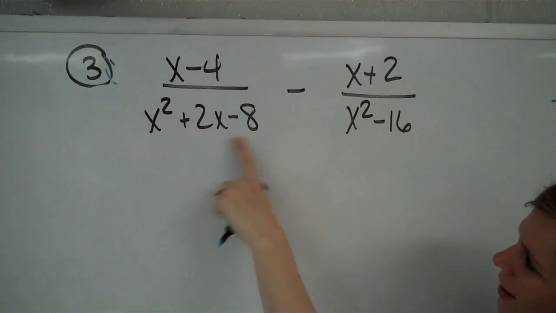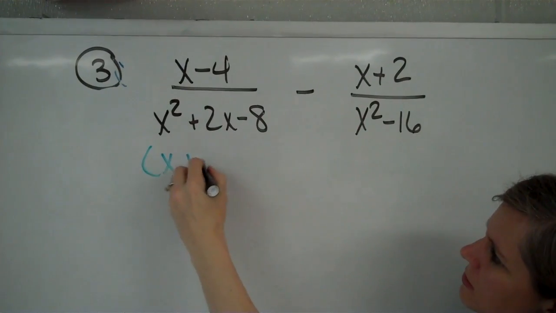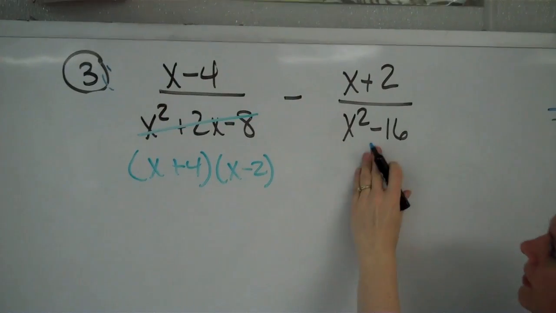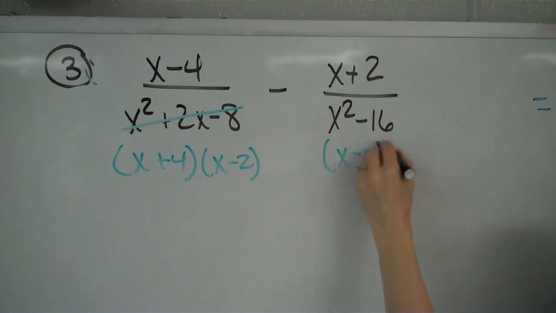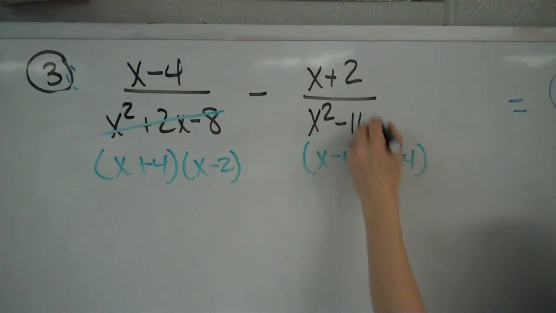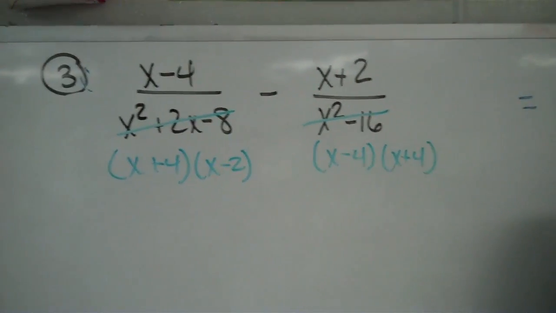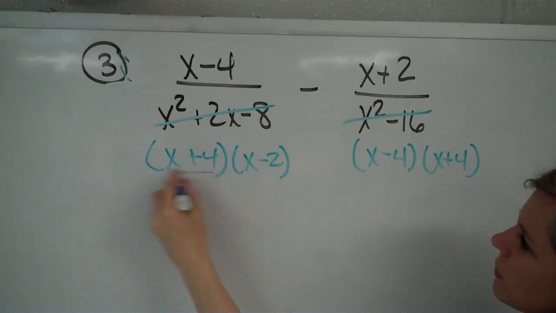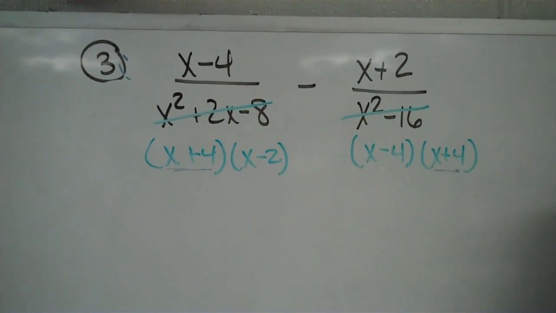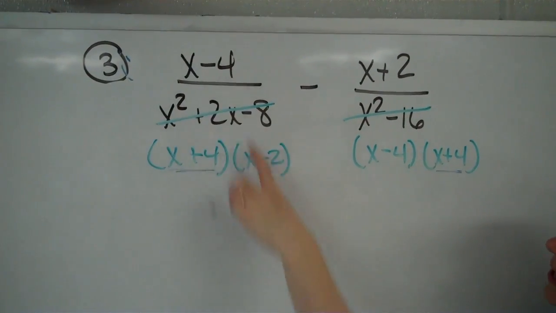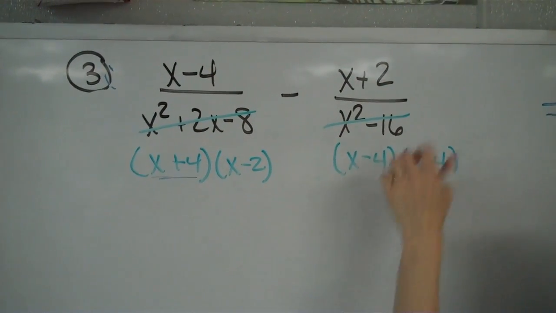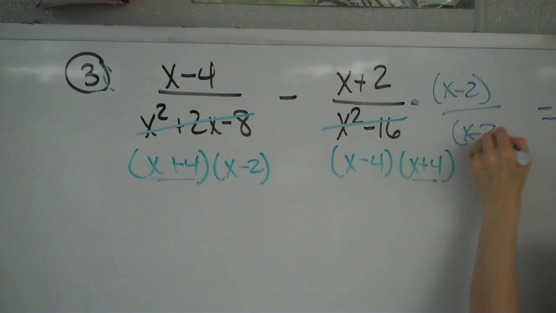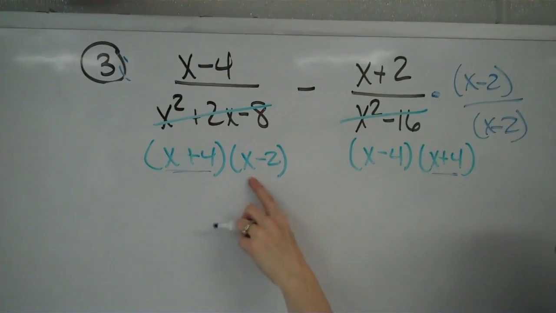So the first thing we've got to do is factor our denominators. This one is x plus 4 times x minus 2, so it's no longer this. This one is a difference of squares, x minus 4, x plus 4. Not this anymore. So now we're going to take a look at what we have in common already. If you look, we have an x plus 4 and x plus 4, so I don't have to do anything with those. This one has an x minus 2, but this one's missing it, so I've got to times this by x minus 2 over x minus 2. So that takes care of this one.